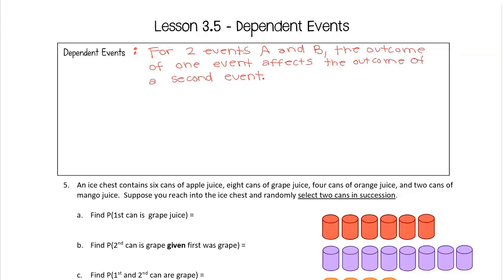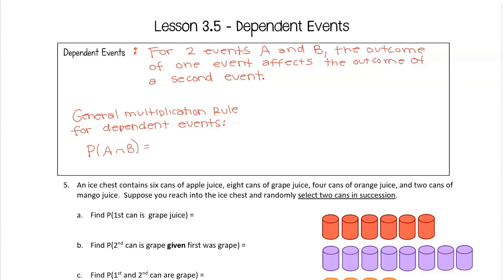Now, the general multiplication rule for dependent events is going to be the probability of A and B, or A intersection B, is going to be the probability of A, which we're pretty familiar with. But the thing that's different is we're going to multiply the probability of B given A. This vertical line is given. It's not a division sign. It is just an up and down line.